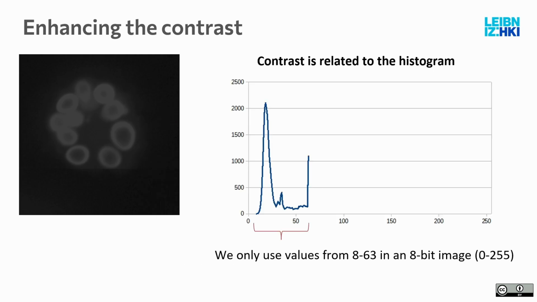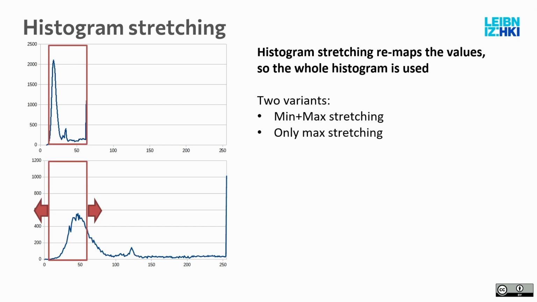And we can actually see the low contrast condition in the histogram of an image. Here I mapped this out into a histogram with the image shape. And you see that we only use values from 8 to 63, but we have a range from 0 to 255. So we should really correct for that so we can see more of the image. And there's a simple tool to do this called histogram stretching.